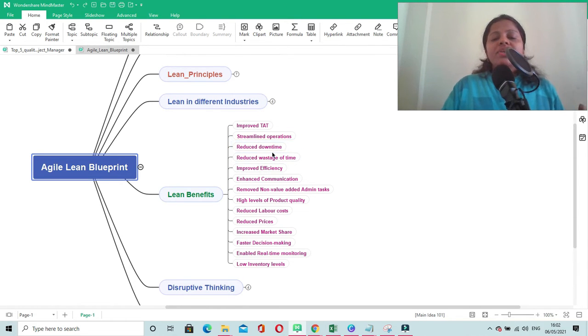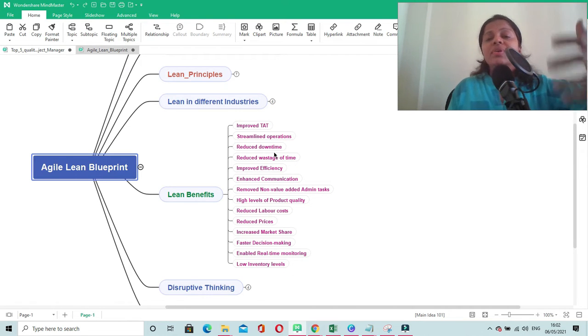The next benefit could be reduced downtime. It mainly applies to the manufacturing industry. Like in the manufacturing process or in the production line, they have to ensure that there is zero downtime. So the same can apply to even software development also. Like the development process should never stop.